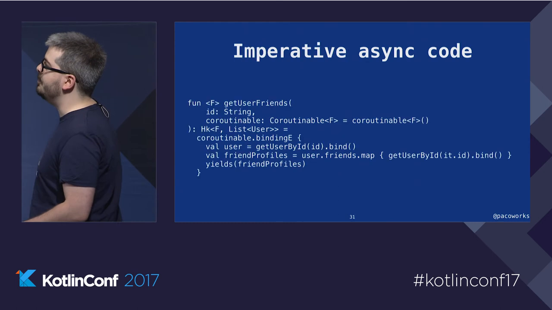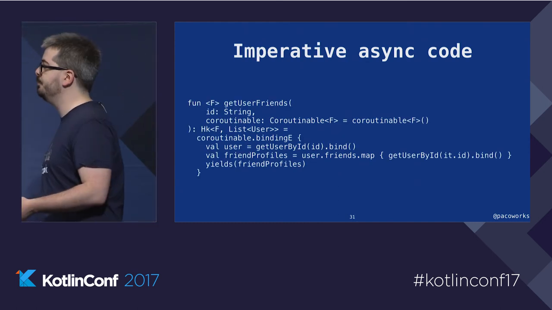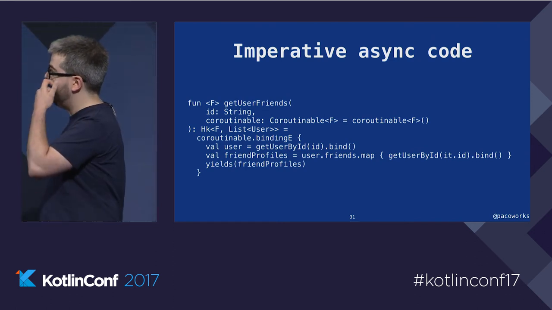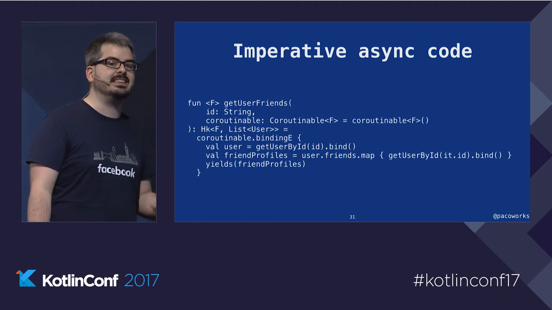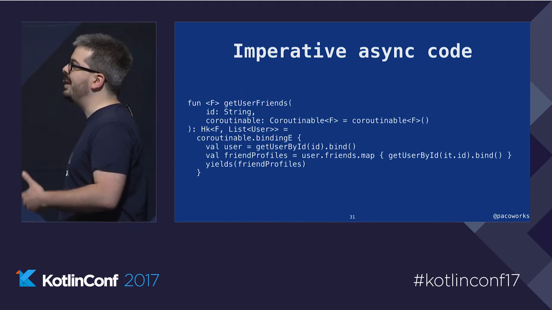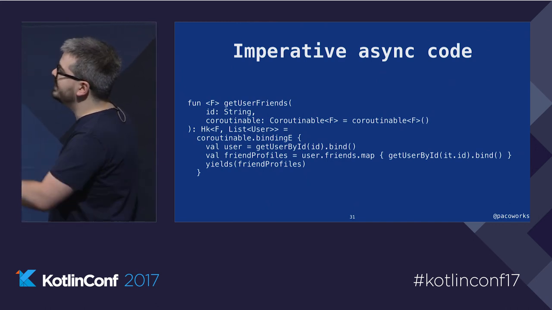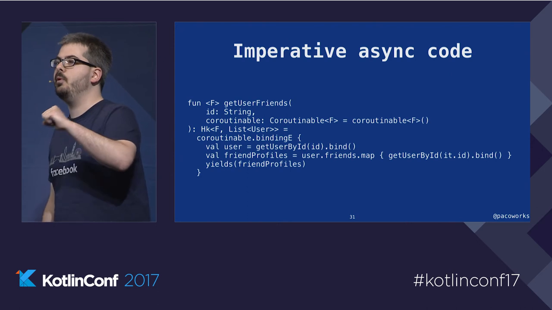What if it looked like imperative code? So we're going to put something that is called coroutinable, that is a type class, and it contains a function called binding E. Binding E is the same as async. And then it receives a block function where you can await for things. So you could say get user ID, bind. Bind is the equivalent of flat map.